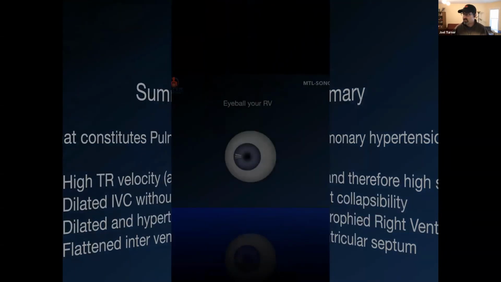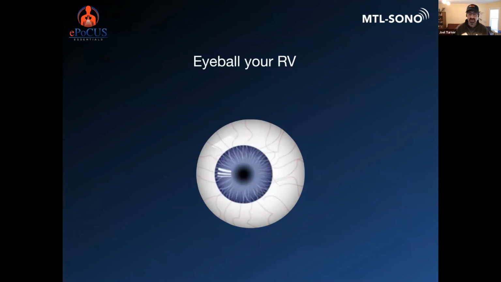Now, I did mention a lot of calculations, but I think what's most important is that you first eyeball the RV. If the RV looks normal, TAPSE looks normal, the RV free wall looks normal, you may not necessarily have to go in and do all your calculations. But if you want to go that one step further, absolutely start doing some of your quantitative assessment.